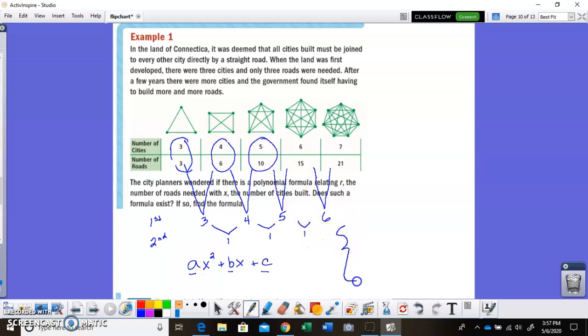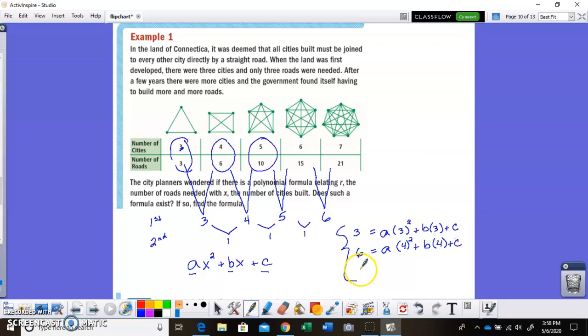Okay? So the first one we're going to substitute in 3 for our x value. So that means I have a times 3 squared plus b times 3 plus c. Now that whole thing should equal my y value, which is 3. For my second equation, my y value is 6, and that should equal a times my x value of 4 squared plus b times my x value of 4 plus c.